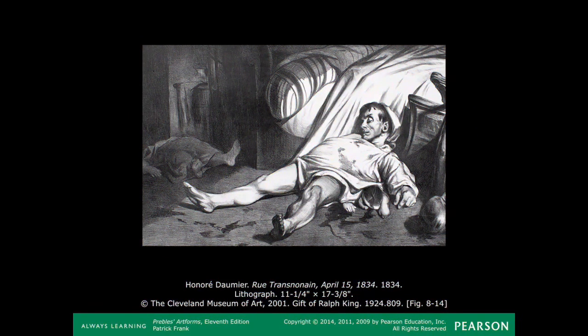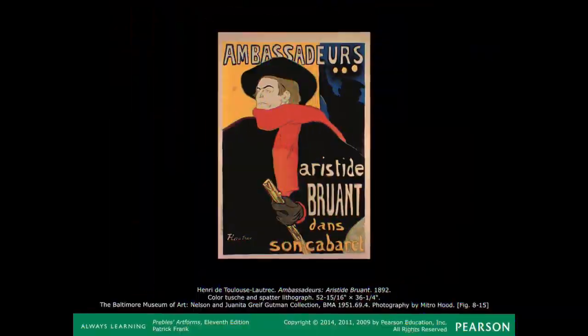So it made printing a lot more accessible, especially during the 1800s. And here is an example of a lithograph by Honoré Daumier, Rue Transnonain, April 15th, 1834. If you're looking at this piece, it doesn't look like the artist or the printmaker was trying to make something for the sake of delight or beauty. Instead, this was a documented image used for a newspaper to report a crime.